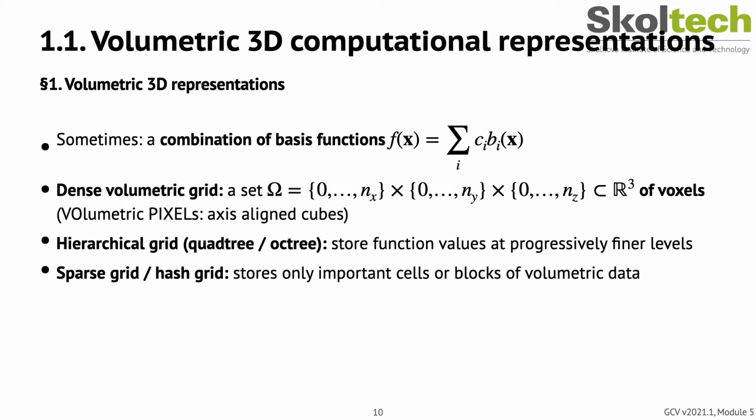Sometimes you want to construct an implicit surface, and then you typically evaluate it using bilinear or trilinear interpolation of the values at the grid vertices. Other representations, such as hierarchical grid and sparse grid, store function values either at progressively finer levels by subdividing space using a specific data structure, such as the octree, or store only important cells or blocks of volumetric data, such as the occupied cells of an occupancy map or non-truncated cells of TSDF.